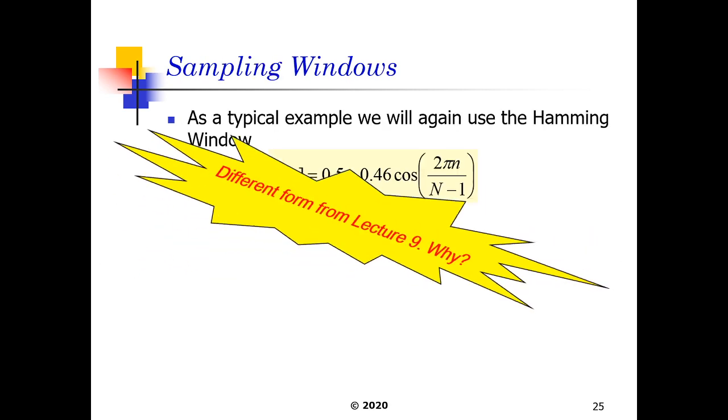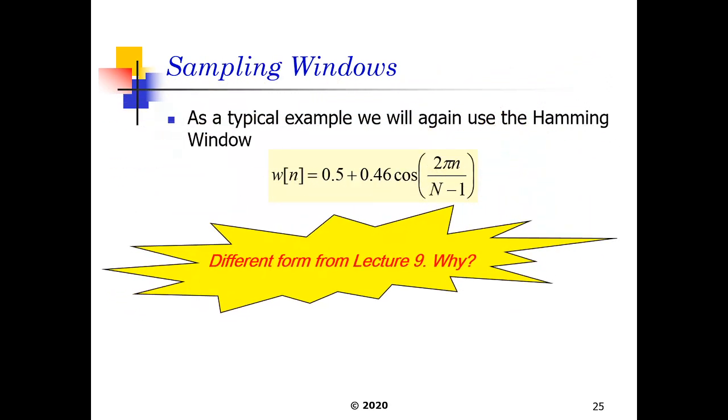Typically, we tend to use the Hamming window. And it's slightly different here from what we observe in lecture 9. As to why it is different, I'm going to leave you guys to conduct a little bit of research to find out why it is this way for the FIR filter design.